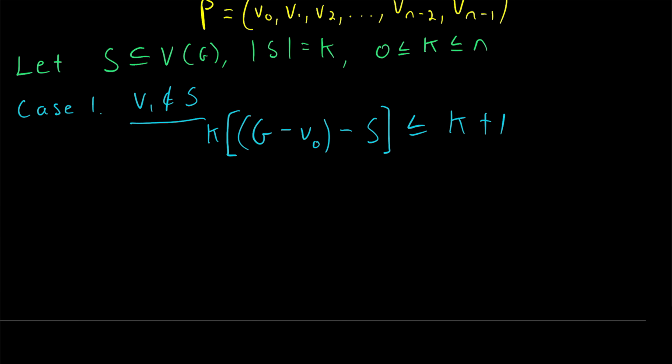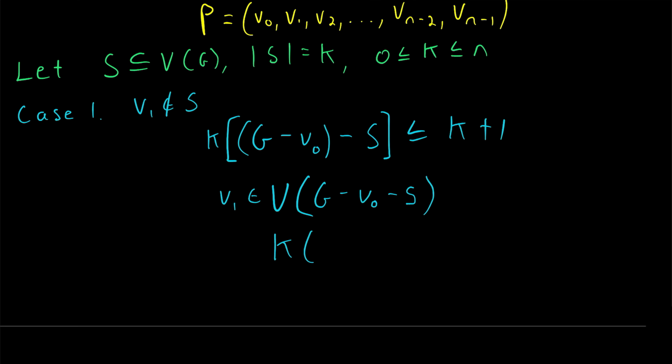Since V1 is not an element of S, we know that V1 is a vertex of this graph that has at most K plus 1 components. So V1 is an element of the vertex set of G minus V0 minus S. So in other words, some component of G minus V0 minus S contains V1. Then we know for sure that the number of components in the original graph G minus S is also less than or equal to K plus 1.